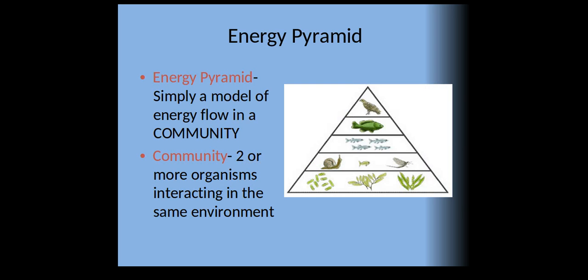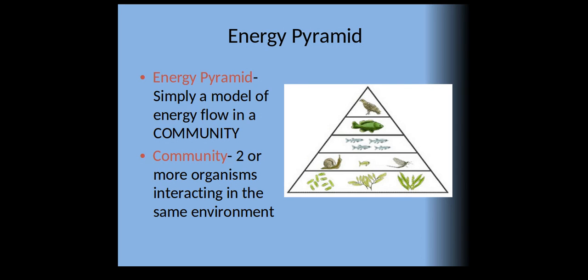Now, class, as you can see, some words are in red, some words are in black. To make your Cornell note-taking a little bit easier, the words in red are the words that are to go on the left side of the paper, and the words in black are the words that are to go on the right side of the paper.